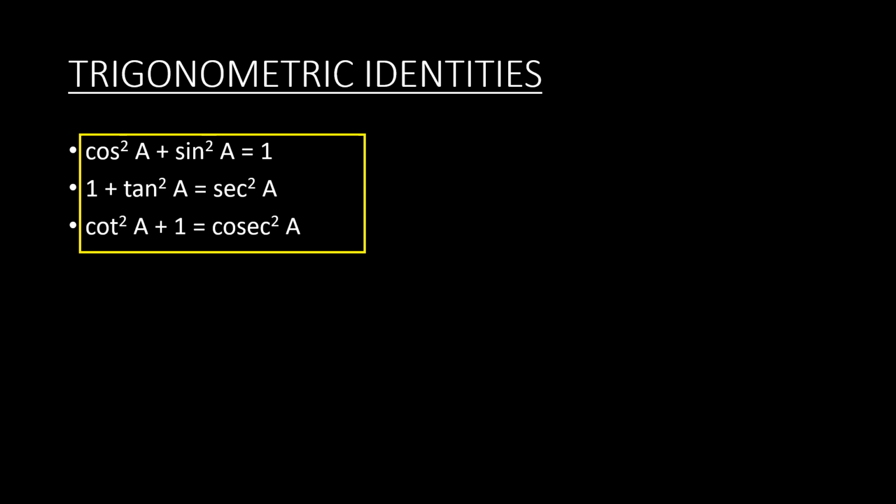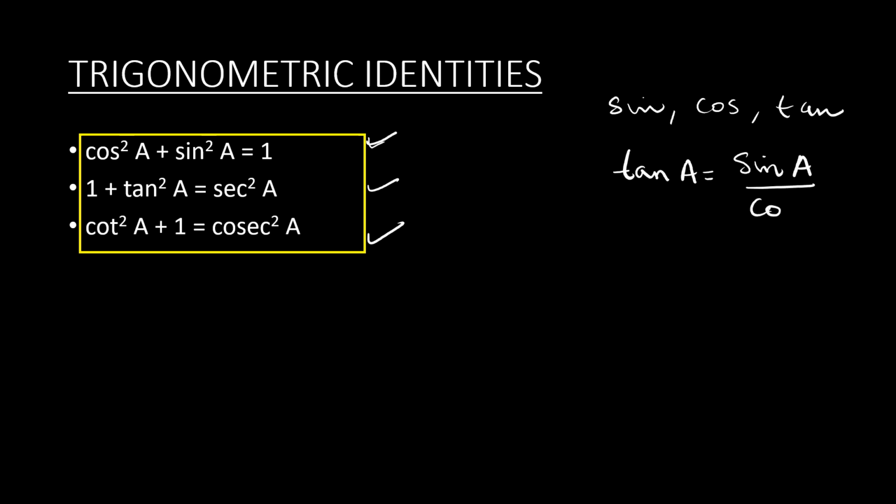Next we'll see the trigonometric identities. These three are the trigonometric identities: cos square A plus sin square A equal to 1, 1 plus tan square A equal to sec square A, cot square A plus 1 equal to cosec square A. You have to learn these trigonometric identities. And one more thing I have to say is the relation between sine, cos and tan: tan of A is equal to sine A divided by cos A. Now this is the relation between sine, cos and tan. Next we'll see the problems.